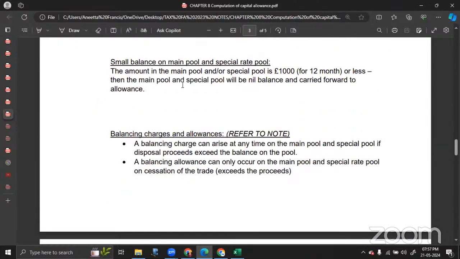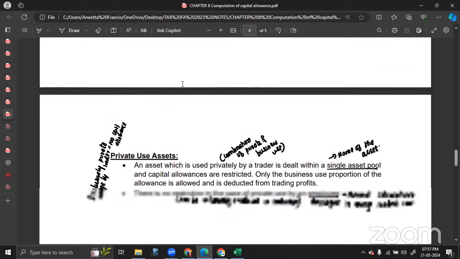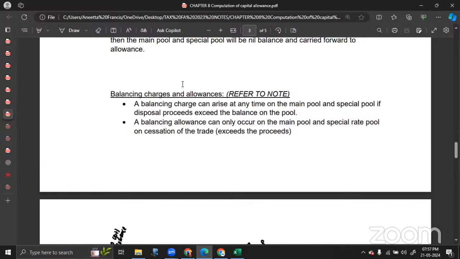Small pool balance. So if the nameless balance is less than or equal to 1,000 for 12 months in the main pool or the special pool, that is a small pool balance, and the entire amount will be transferred to the capital allowance. You don't have to calculate a WDA. Balancing charge. If ever your nameless balance is negative, we call it a balancing charge. And that negative figure as such is transferred to your capital allowance column as a charge.